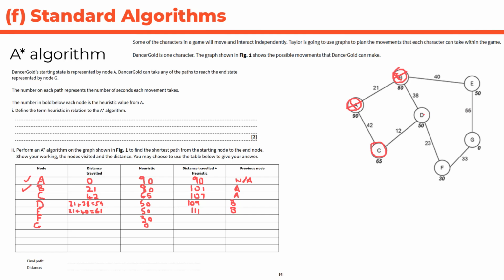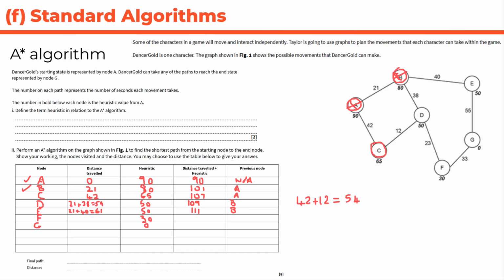We can only see D. So let's have a look. What was the cost of getting to C in the first place? So that would have been 42, plus the cost of getting to D now, which is 12. And what does that make? That makes 54. Hey, wait a minute. 54 to get to D.